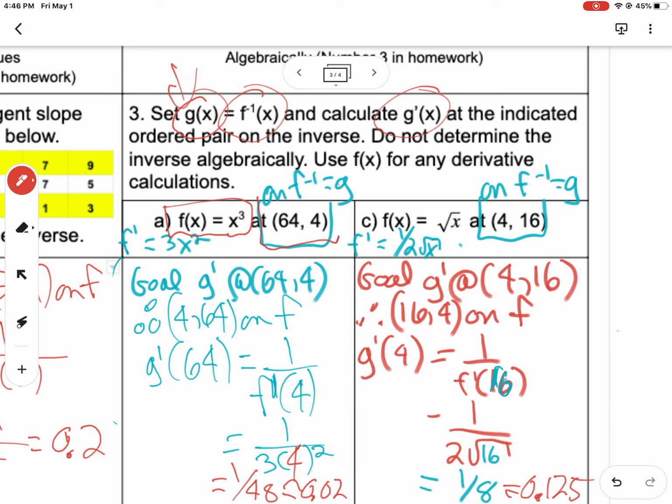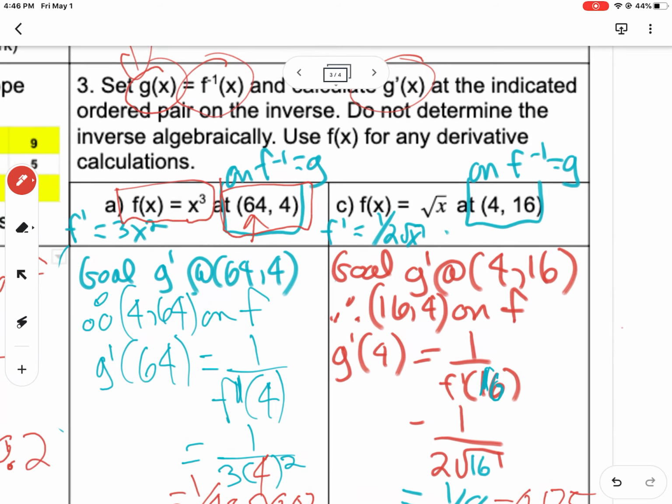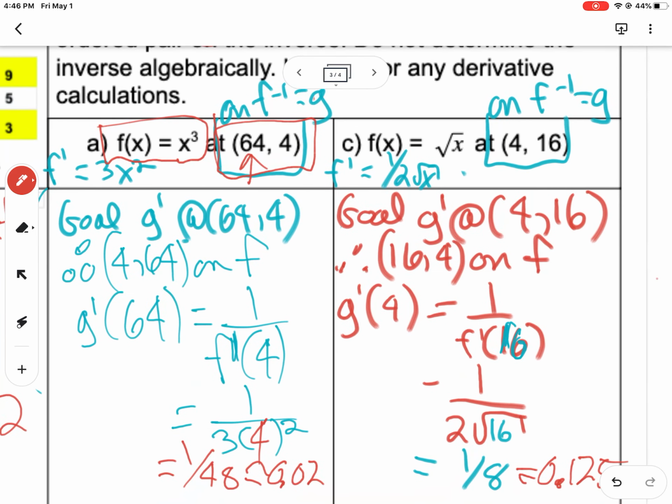Okay, so the original function is given here, x cubed. The ordered pair, though, is on the inverse. Okay, and that's g of x. So it's kind of weird, right? We have an algebraic equation for the original function. We have an ordered pair on the inverse. So we want to get the tangent slope on the inverse. So that's the x value we want to get the tangent slope at. So let's zoom in on this one a little bit so we can follow through it.